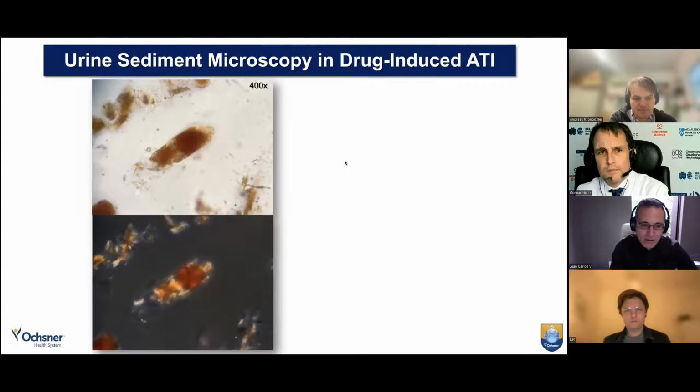polarized light. We all of a sudden see that everything is bright. And again, a granular cast should not be polarizing like this. So clearly, this is a pseudocast and appears to be some type of crystal of unknown origin. Asking back, this patient was actually exposed to ciprofloxacin, so that raised the flag.